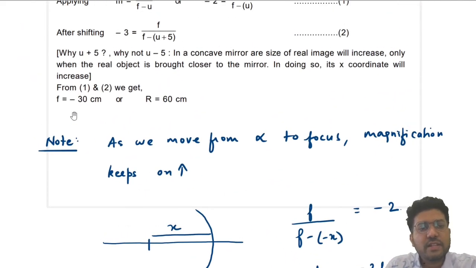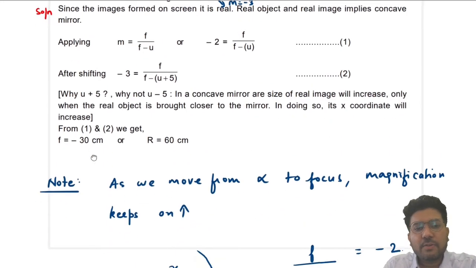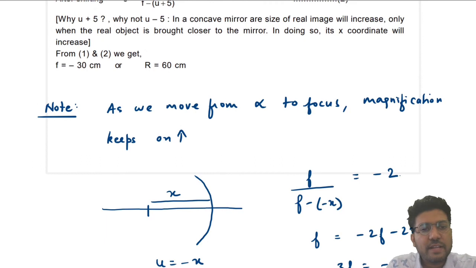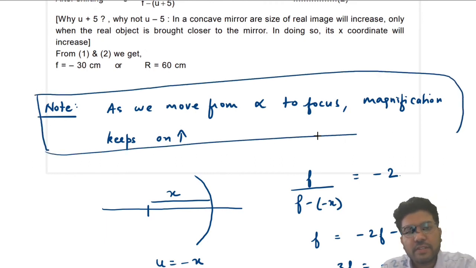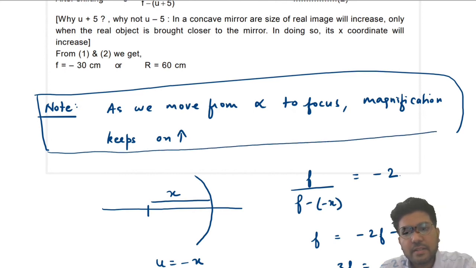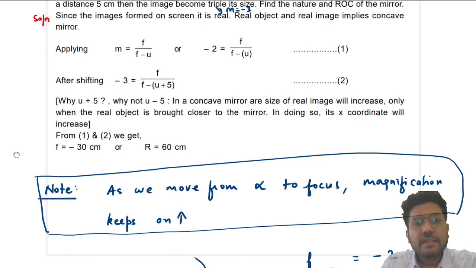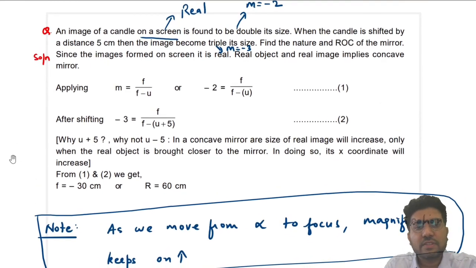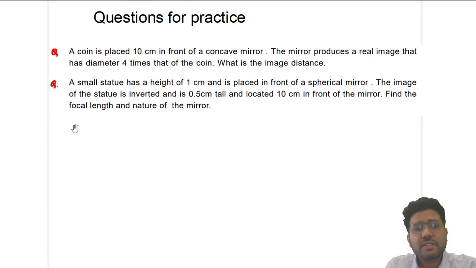When you solve it, you will get f is equal to minus 30, okay. I hope everybody has understood. This point is very important for solving this problem. Otherwise, you will not know whether to shift it towards left or towards right. Here we have shifted it towards right because the magnification has increased, so it has to be shifted towards the pole. Okay, there are some questions for practice.